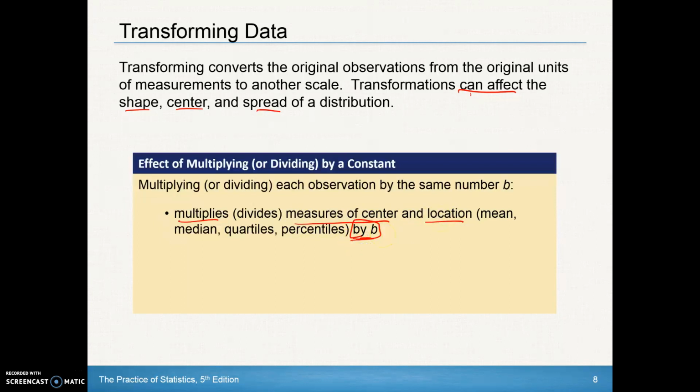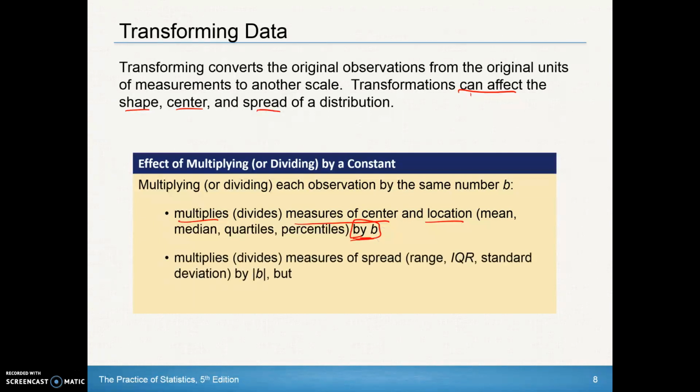If the mean score on a test was 10 and I multiplied everybody's score by 2, it would make sense that the mean of the class would now be 20. 10 times 2. What does happen, though, is that if I multiply by some number B, it will change the measure of spread by the absolute value of that multiplier.